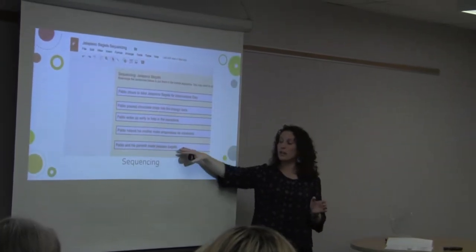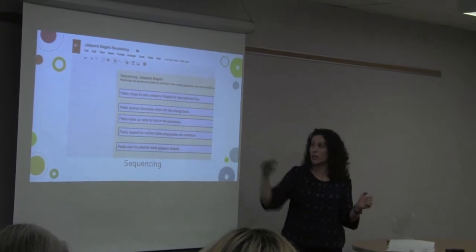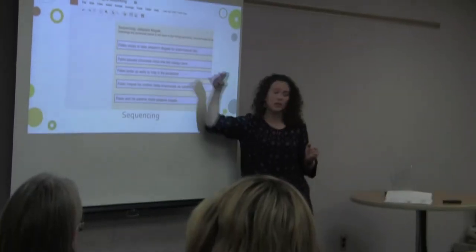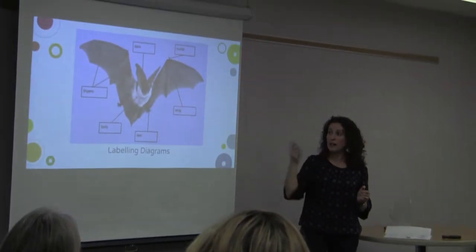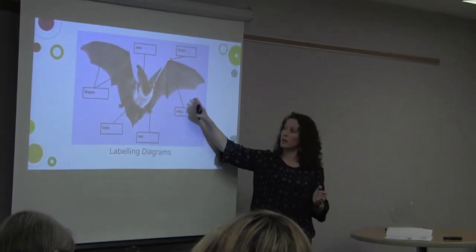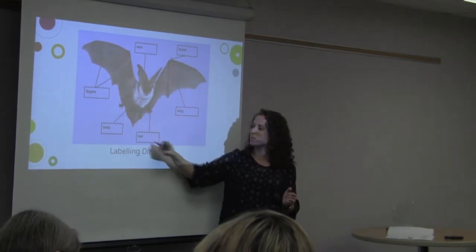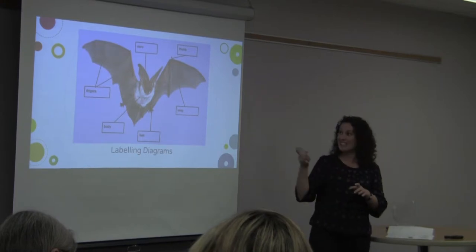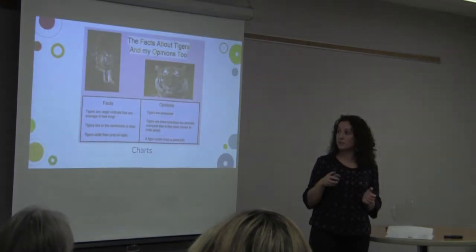Sequencing. Take and read them, depending on your level of kids. Sequencing, you can just put them in. So again, this is just a template a teacher's created, and then they've moved them around. Labeling. So again, they created a template, they put in the image, they've made the boxes, and now the kids just have to go in and type the words in. You could do this with a plant, a lot of different science things.